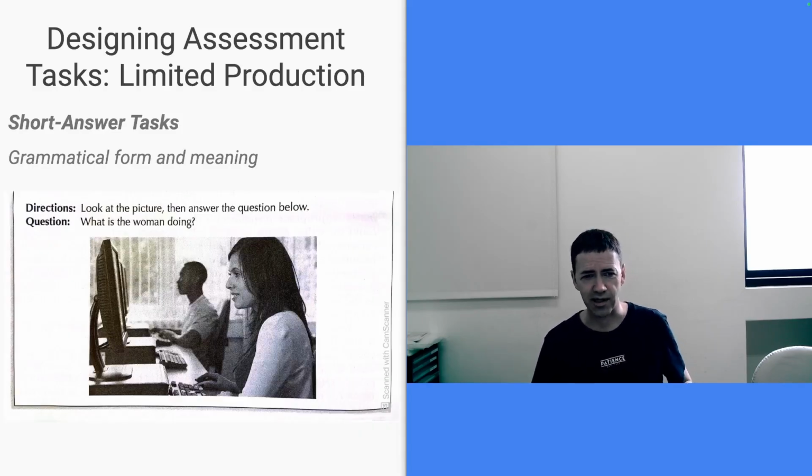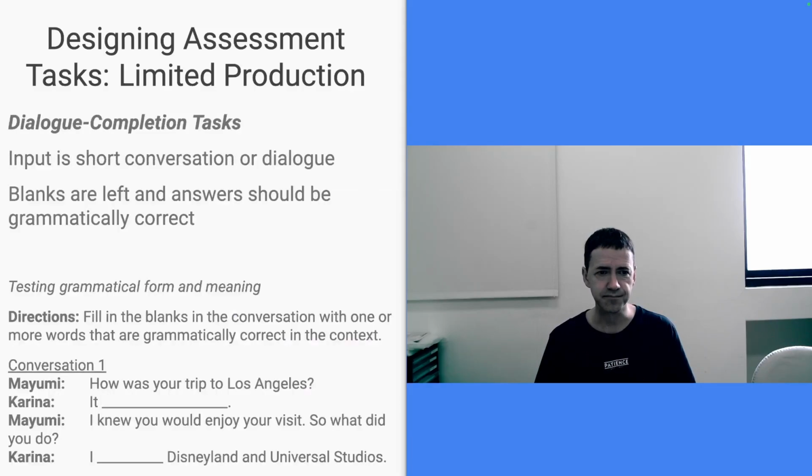Okay, and then there's one like this. Look at the picture. What is the woman doing? So in this case, of course, you have to answer with she is verb-ing: using the internet, playing video games, chatting with her friend on Instagram, whatever it is you want to use. If this was a general speaking test, you wouldn't care as much if you didn't use the present progressive tense.